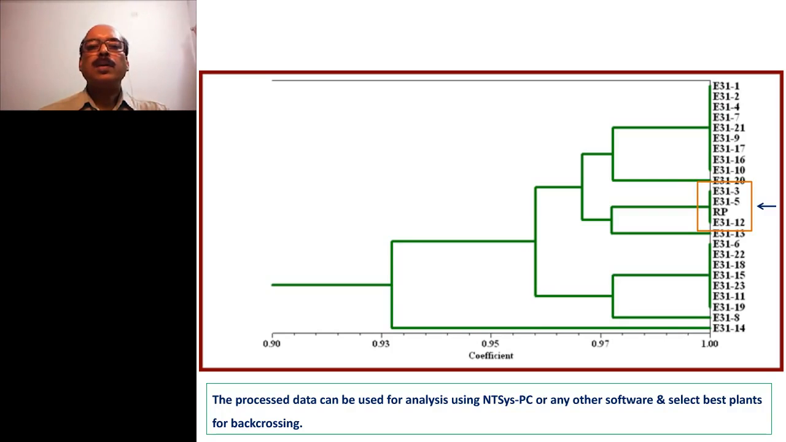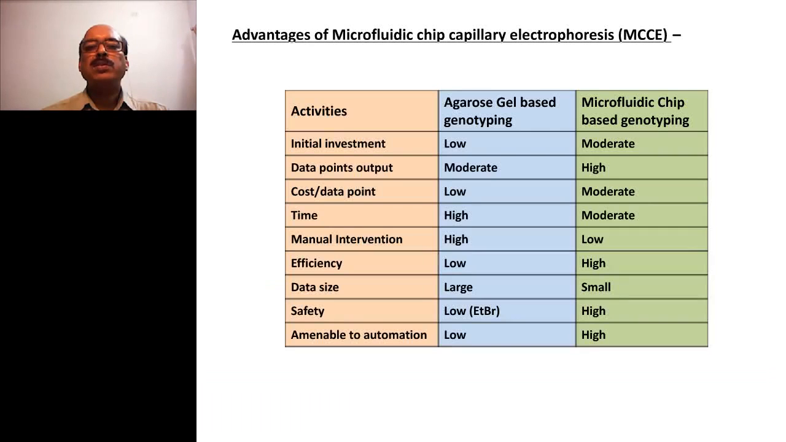So, coming towards the end of my presentation on our shift from agarose gel to microfluidic system. If you do a comparison between agarose gel based genotyping and microfluidic chip based genotyping, initial investment is low for agarose. On the other hand, for a system like this, it is moderate. Data points output is moderate versus high. This is because in the agarose gel based genotyping system, we are not able to detect all the alleles, and so we end up with less data, which may result in errors in the final analysis.